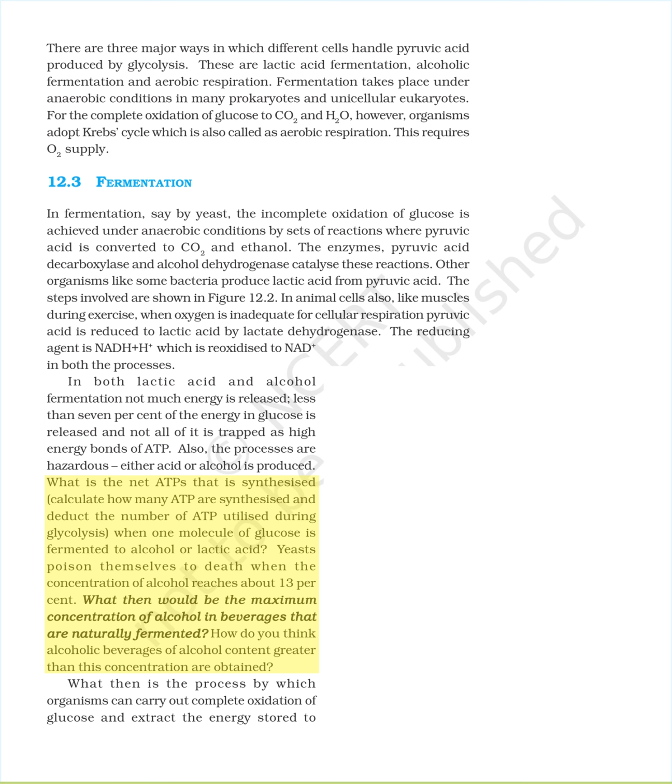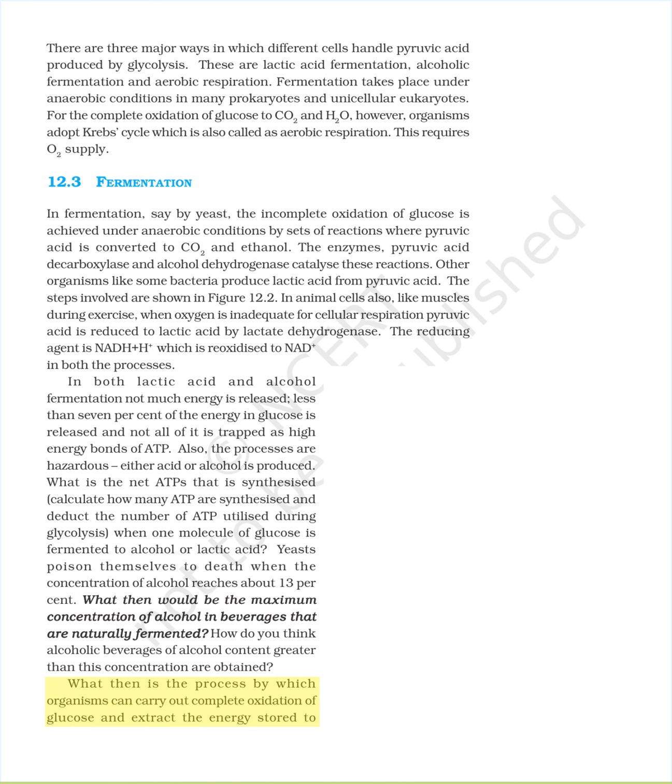What is the net ATP that is synthesized? Calculate how many ATP are synthesized and deduct the number of ATP utilized during glycolysis, when one molecule of glucose is fermented to alcohol or lactic acid. Yeasts poison themselves to death when the concentration of alcohol reaches about 13%. What then would be the maximum concentration of alcohol in beverages that are naturally fermented? How do you think alcoholic beverages of alcohol content greater than this concentration are obtained?